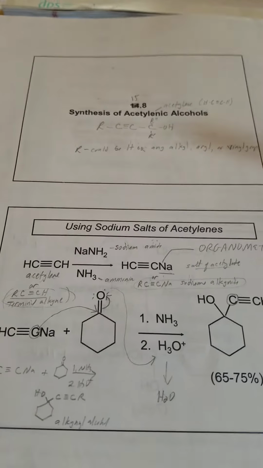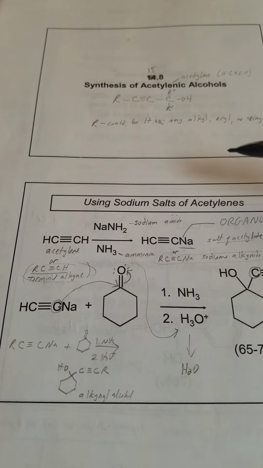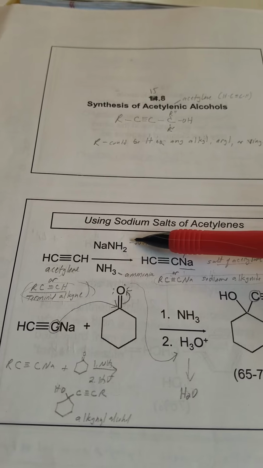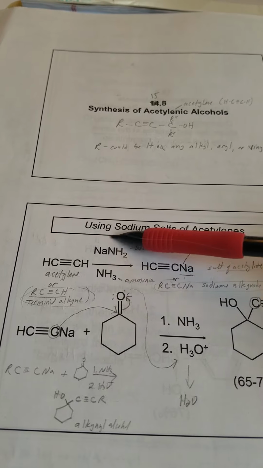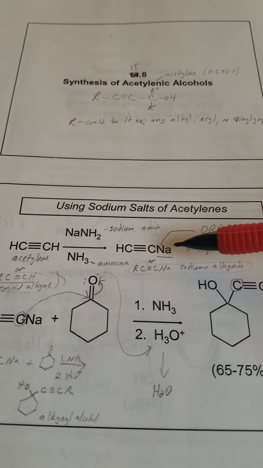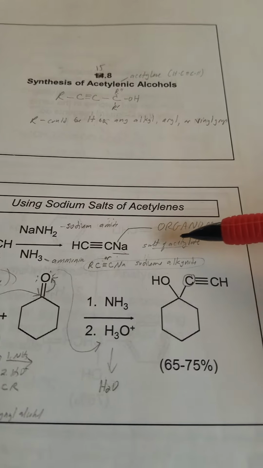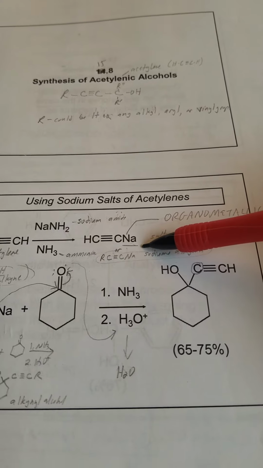So we've got a lot of variation. We're starting with an example where you have acetylene, or it could be a terminal alkyne. You're going to use your sodium amide, ammonia, just like you would in an alkylation, to form your salt of the acetylene. So this is our organometallic compound in this case.